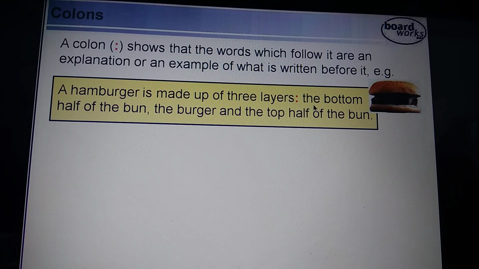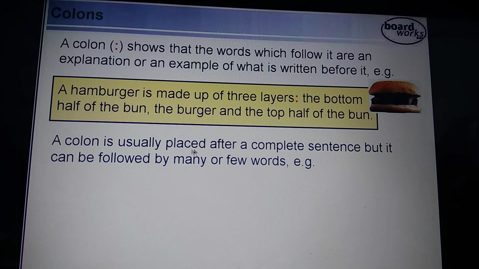The first one is the bottom half of the bun, the middle is the burger, and the last one is the top half of the bun. So this colon exemplifies the three layers here.